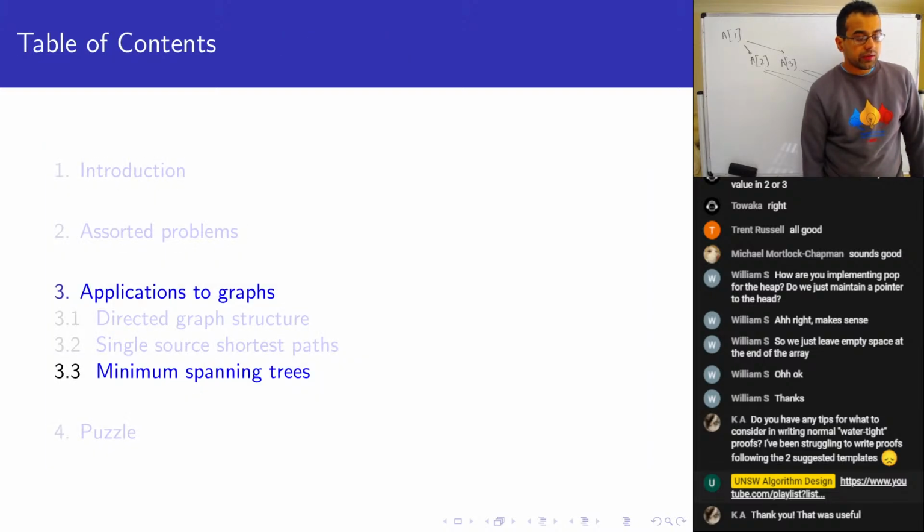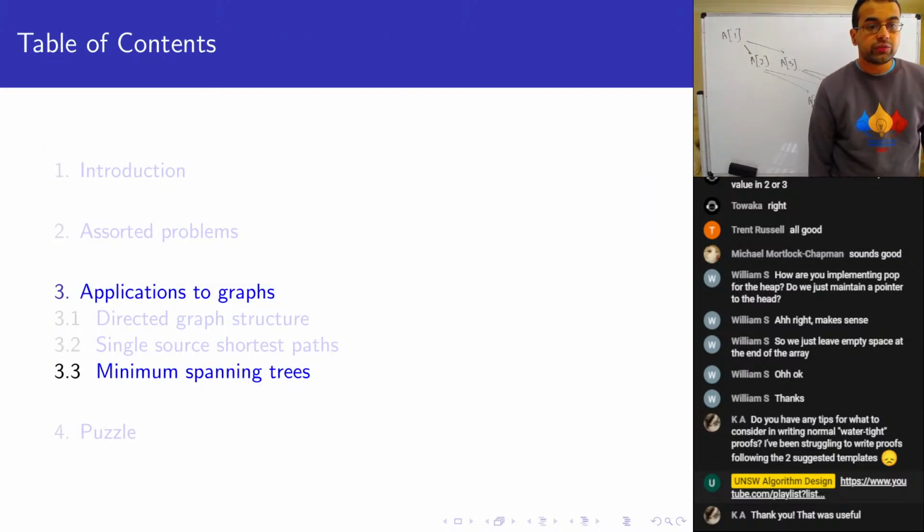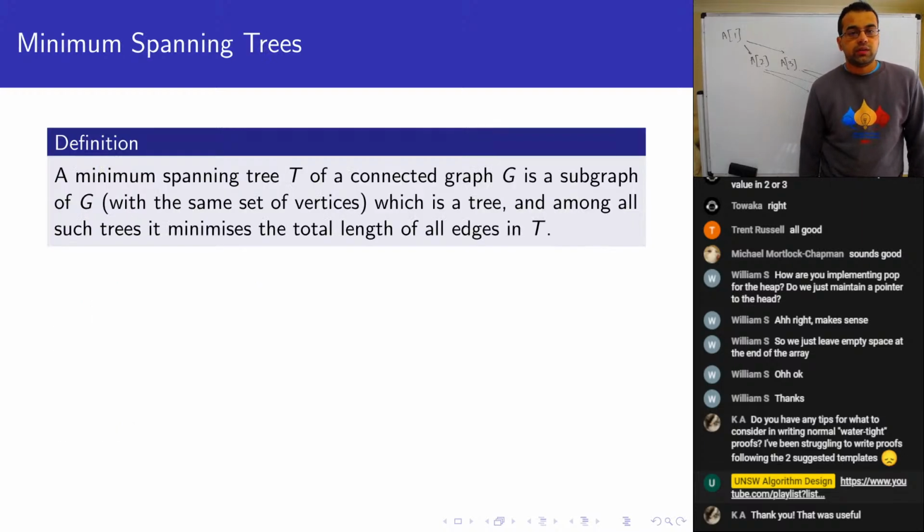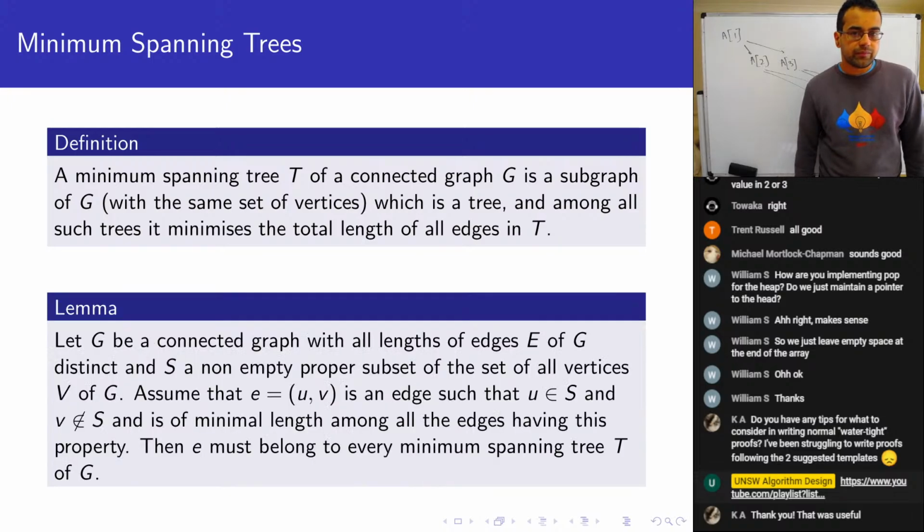All right, so our last application of greedy algorithms will be for the minimum spanning tree problem. Again, something that you should be familiar with from your earlier studies. First, the definition: a minimum spanning tree of a connected graph G is a subgraph of G with the same vertex set, and our subgraph must be a tree. So this constitutes a spanning tree, right? A tree which spans all the vertices of G. For it to be minimum, it should have the smallest possible total edge weight among all other spanning trees.